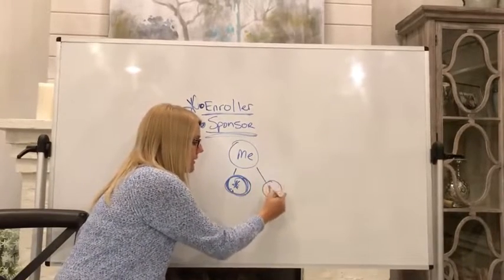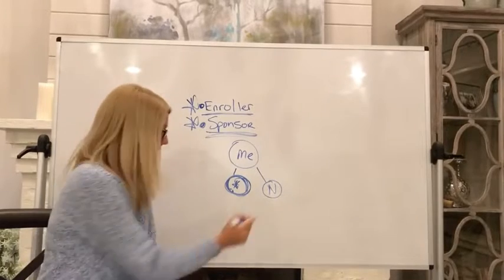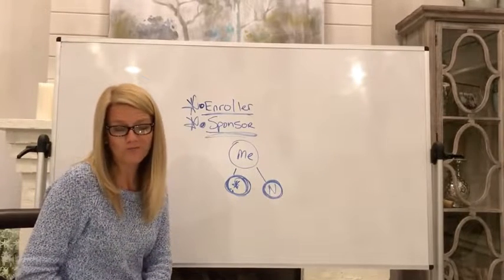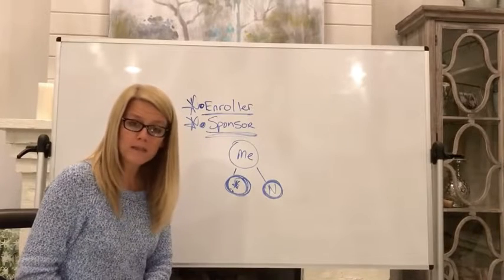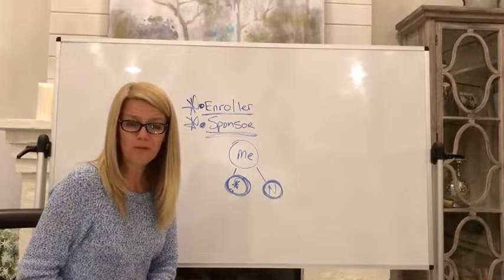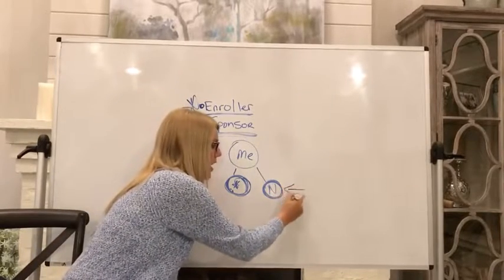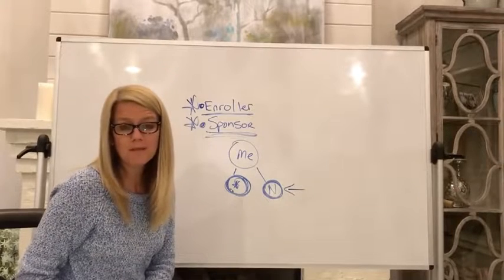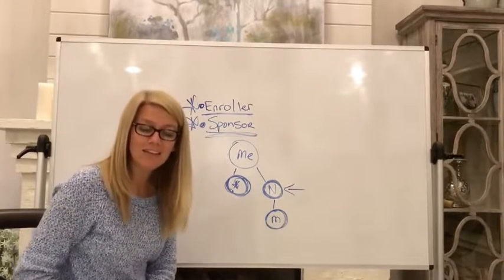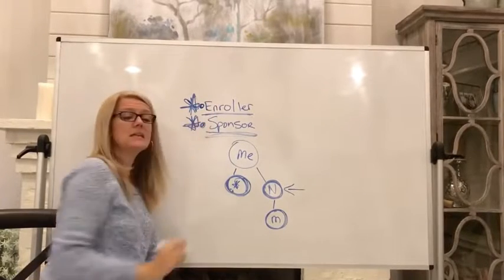Now, let's say this is Natalie. I have enrolled Natalie, and I have also sponsored Natalie. That means Natalie is on my level one. Now, let's say I enroll Michelle. Michelle comes to me and says, Monique, I want to enroll in your organization. And I say, great, fantastic. You're going to use my member number for the enroller. However, I want you to use Natalie's member number for the sponsor. If Natalie is the sponsor, that means Michelle is going to go on Natalie's level one. I still stay the enroller, and now Natalie is the sponsor.